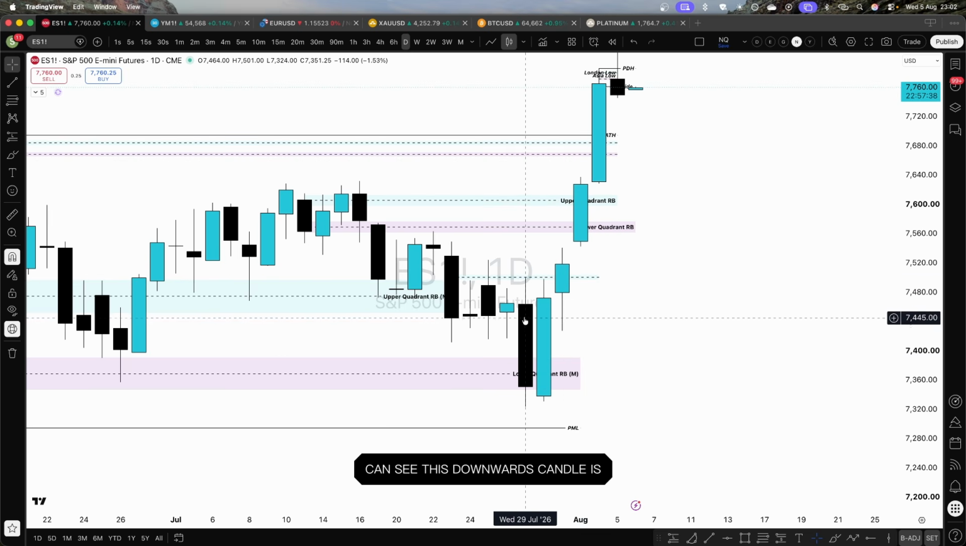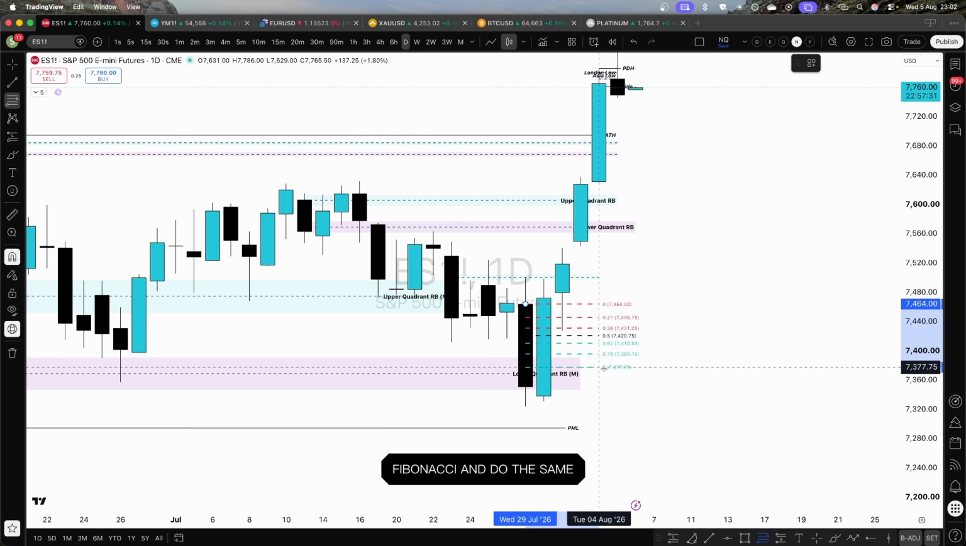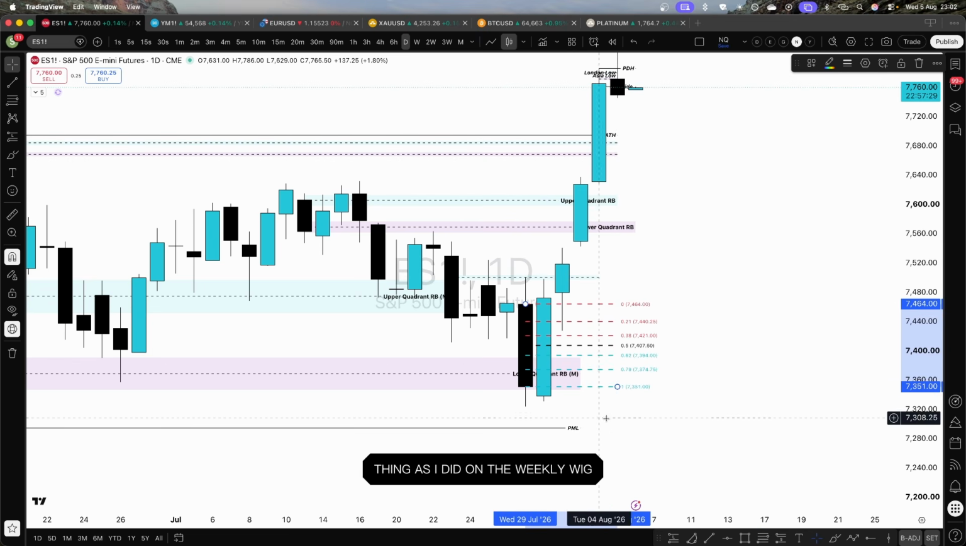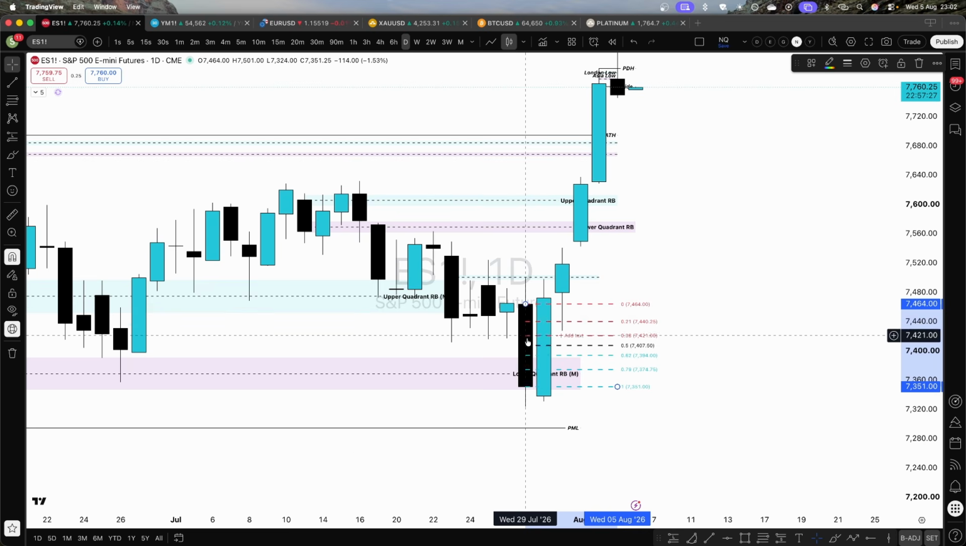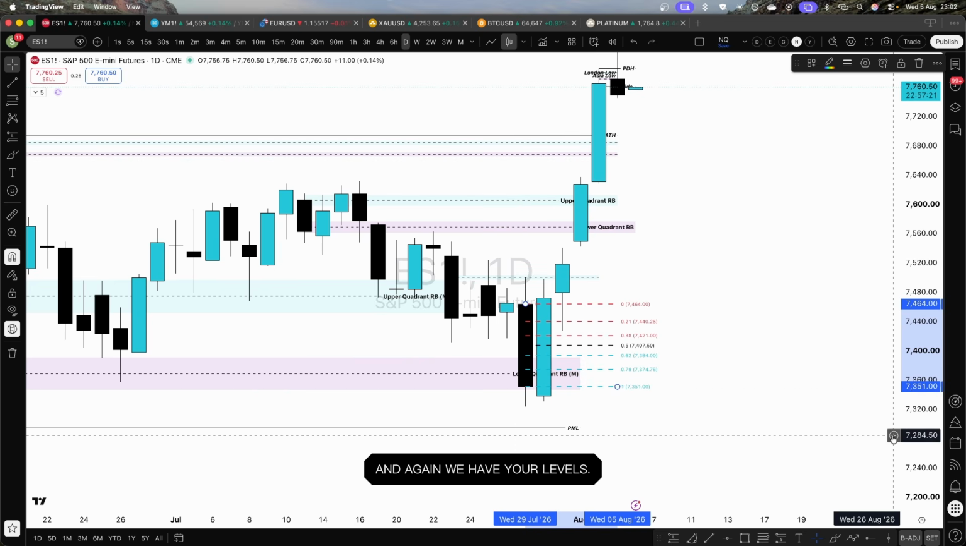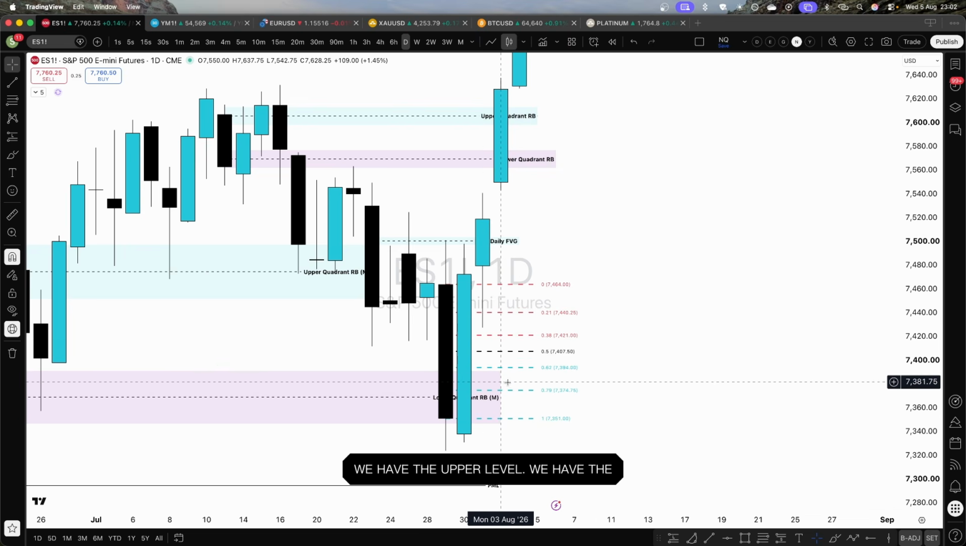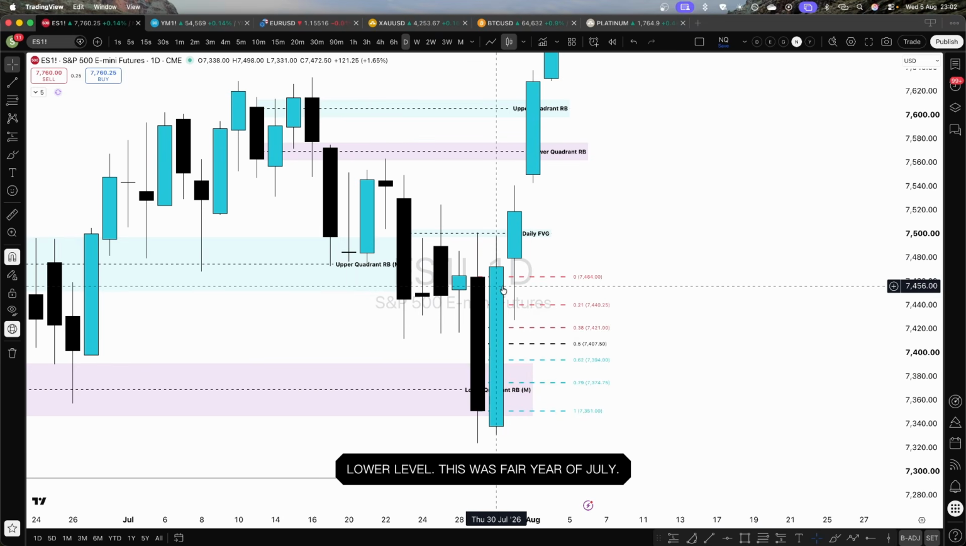Now in this case, we can see if this downwards candle is our order block, we can now use the Fibonacci and do the same thing as I did on the monthly wick and mark this out using just the body, the high to the low. And again, we have your levels. We have the upper level and we have the lower level. This was 30th of July.